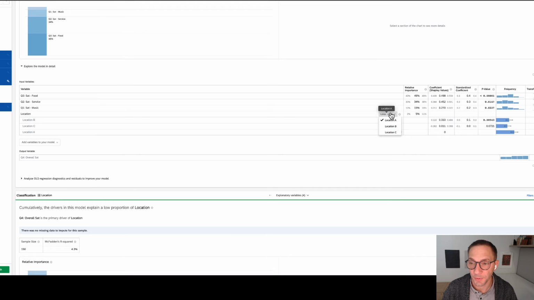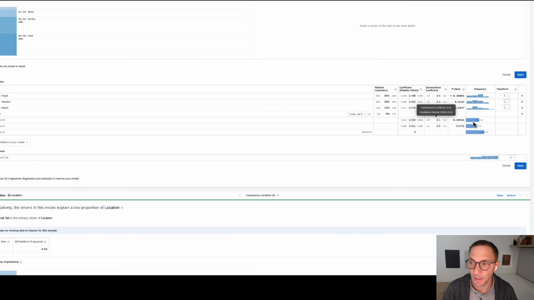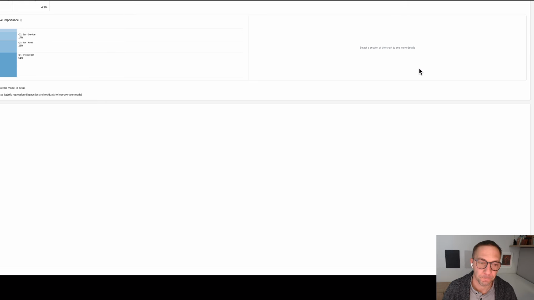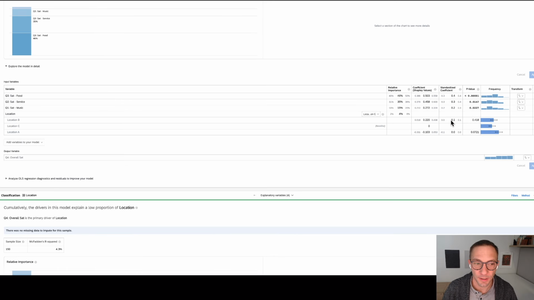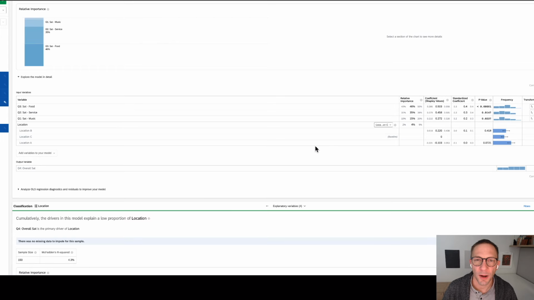And I can choose whichever location I want. Let's say location C. I want to use that as my baseline. Click apply. And if I do that, I see that, okay, there's no significant difference between B and C, but there's a marginally significant difference between A and C, which we already saw. So I hope that makes sense and that helps you there.